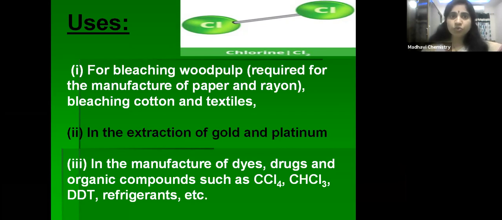So these are the uses of chlorine again. For bleaching wood pulp, required for the manufacture of paper and rayon, bleaching cotton and textiles, and in the extraction of gold and platinum, chlorine gas is used. In the manufacture of dyes, drugs, and organic compounds such as carbon tetrachloride, chloroform, DDT, refrigerants, all these organic substances can be prepared by using chlorine. Okay, so this is about chlorine: preparation, chemical properties and uses.